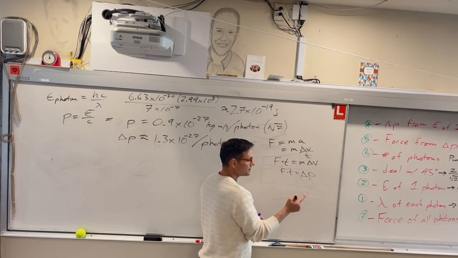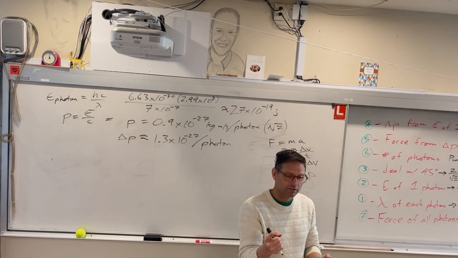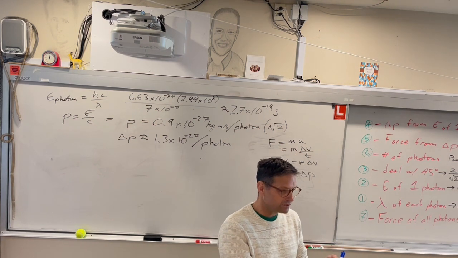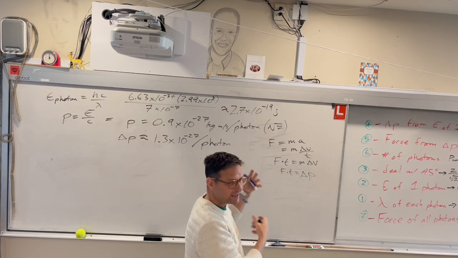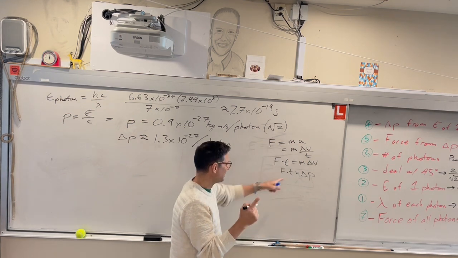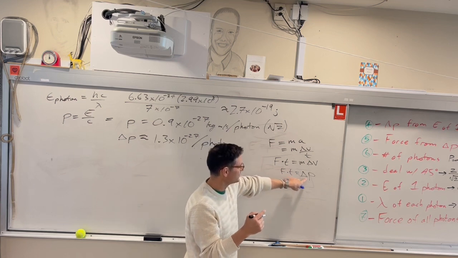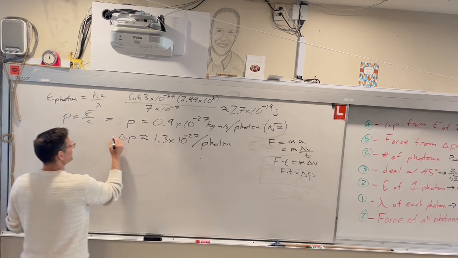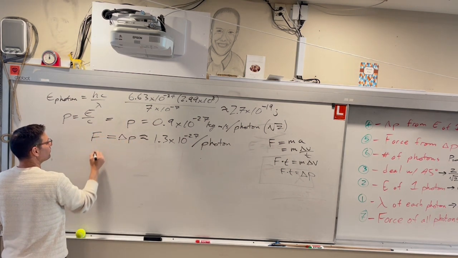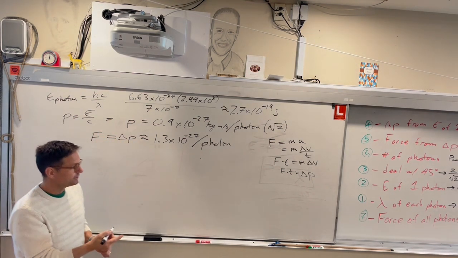The time for us is 1 second. Why? Because it's a watt, which is 1 joule per second. So if we're using that amount of joules, our time has to be 1 second, which means our force is the same as our change in momentum. So this is also equal to the force per photon.